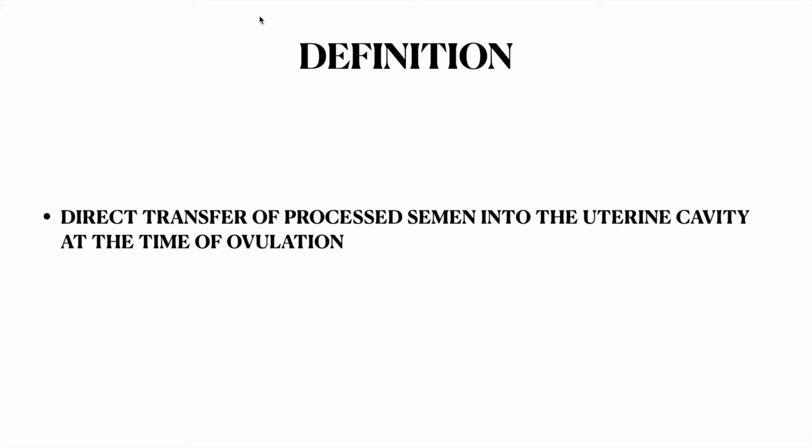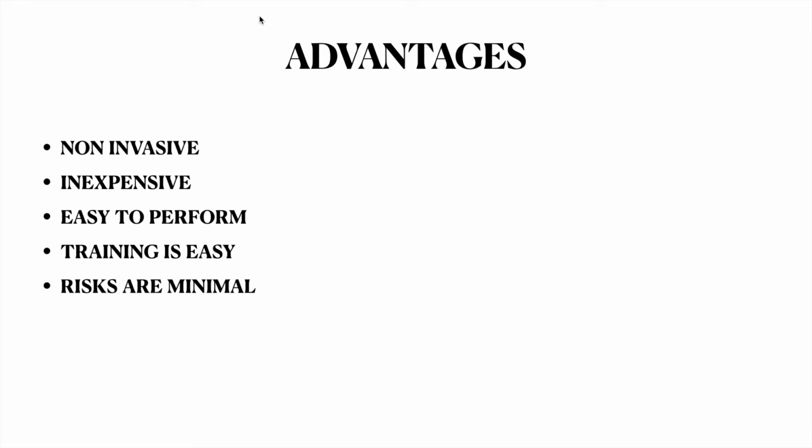In this video, we are going to see about intrauterine insemination. Definition: direct transfer of processed semen into the uterine cavity at the time of ovulation is called intrauterine insemination. What are the advantages of IUI? It is a non-invasive procedure, inexpensive, easy to perform, training is easy, and also the risks are minimal.